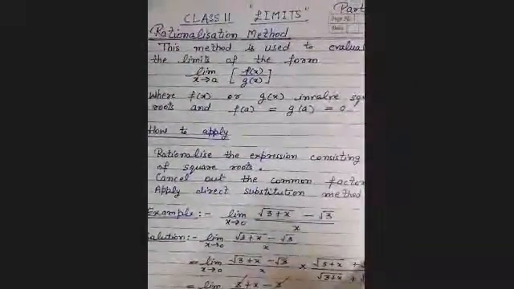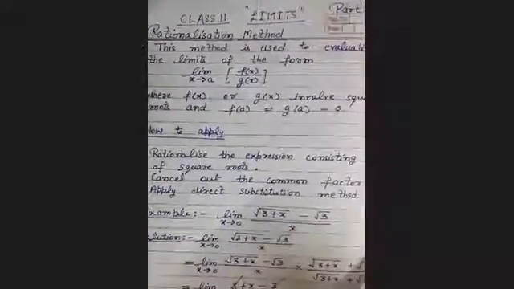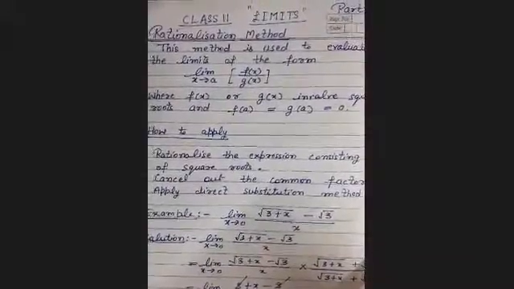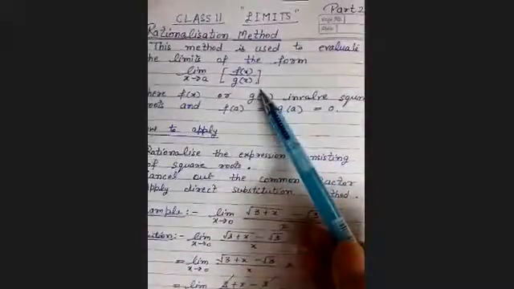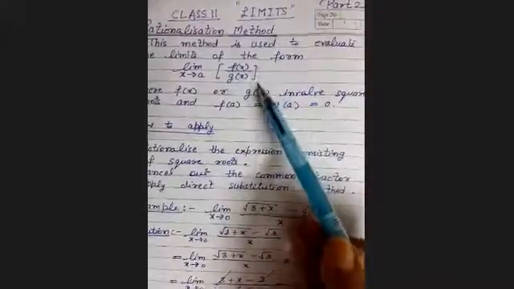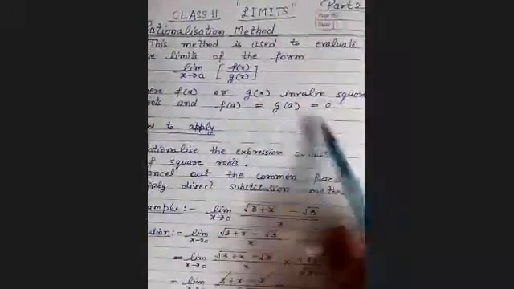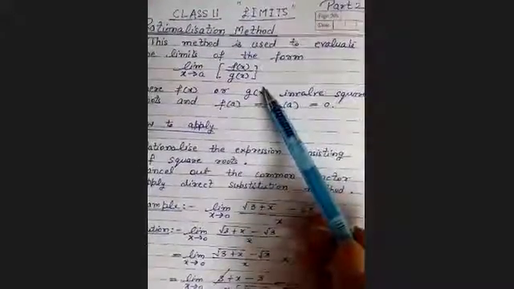Let's continue the same chapter, limits and derivatives, in which we are discussing limits. This is part 2. Let us discuss the rationalization method. This method is used to evaluate the limit of the form limit x tends to a, f(x) upon g(x). If on substituting the limit we get 0 in the numerator and denominator, that is, if f(a) is 0 and g(a) is 0, then it becomes the 0 by 0 form, which is an invalid form. That's why we have to rationalize.